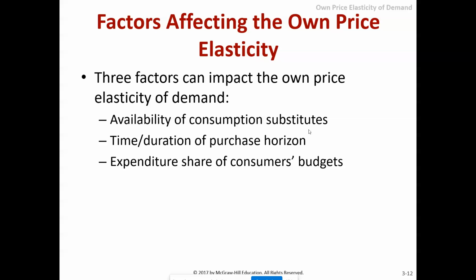So whenever there's a longer time, alternatives are developed, and consumers are more likely to be responsive to the high price of gasoline if the high price of gasoline persists. Right? So time or purchase horizon allows consumers to find alternatives or substitutes. Next one is expenditure share of consumers' budgets.